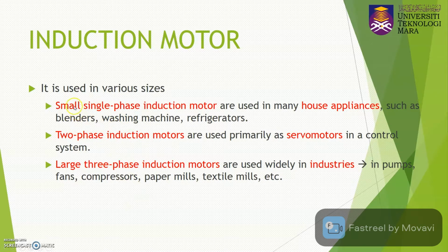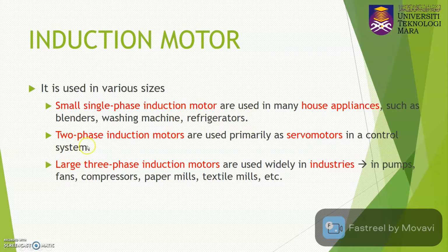You can either have a small single-phase induction motor, or a two-phase induction motor, or large three-phase induction motors. For example, small single-phase induction motors are used in many house appliances such as blenders, washing machines, and refrigerators.